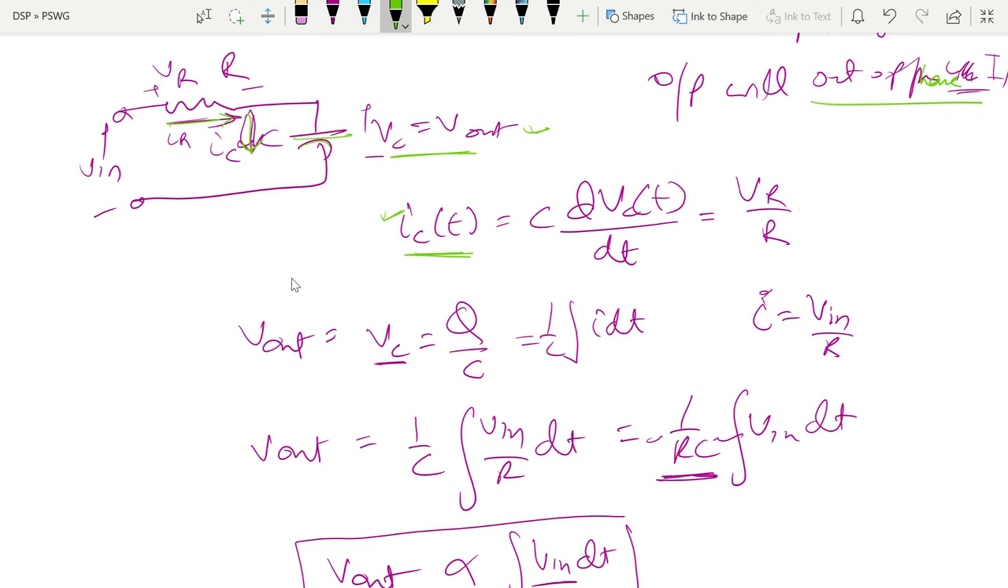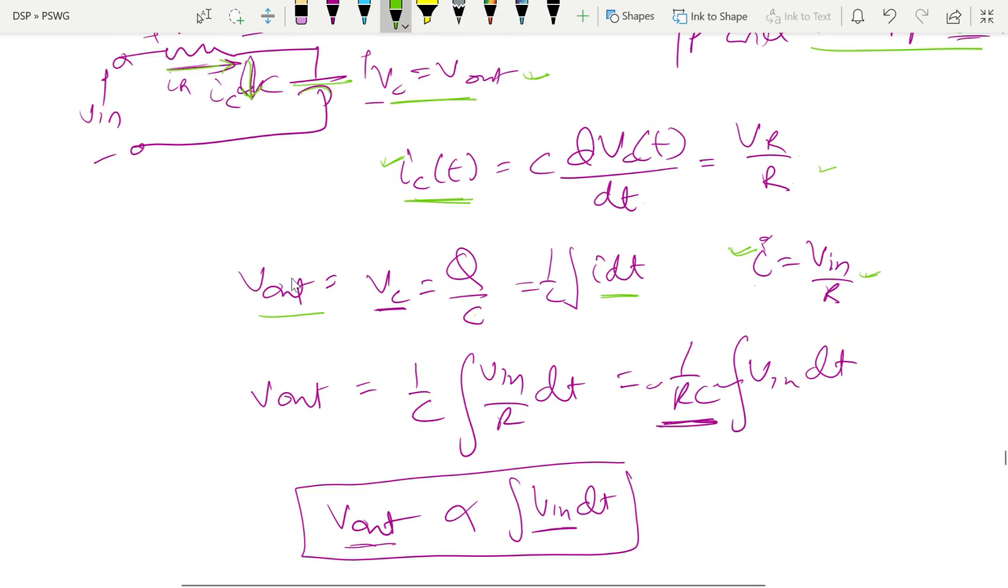So it will be C dV by dt equals VR by R. The output voltage can also be written as Q by C, the capacitor voltage, so it will be 1 by C integration of I dt. The current will be the voltage divided by resistance, that is the input divided by resistance. If we put this I here, the output voltage equals 1 by C integral of Vin by R dt. So at last you can see that the output voltage is proportional to the integral of the input voltage. So this low pass RC circuit will act as an integrator.